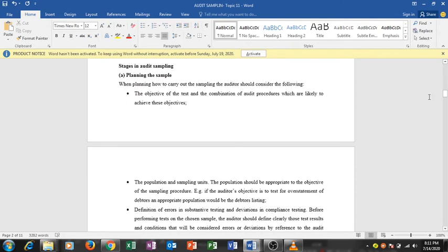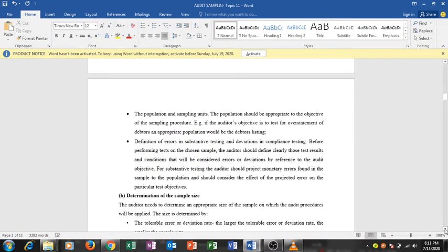Having noted that, we can look at the steps or stages in audit sampling. Number one is the planning part. You need to plan the sample. You need to know the size of the sample, the objective of the particular audit, the population from where you are getting the sample, and the error that you are going to tolerate and the error that you are not going to tolerate. Such things should be determined before you do the audit sampling.